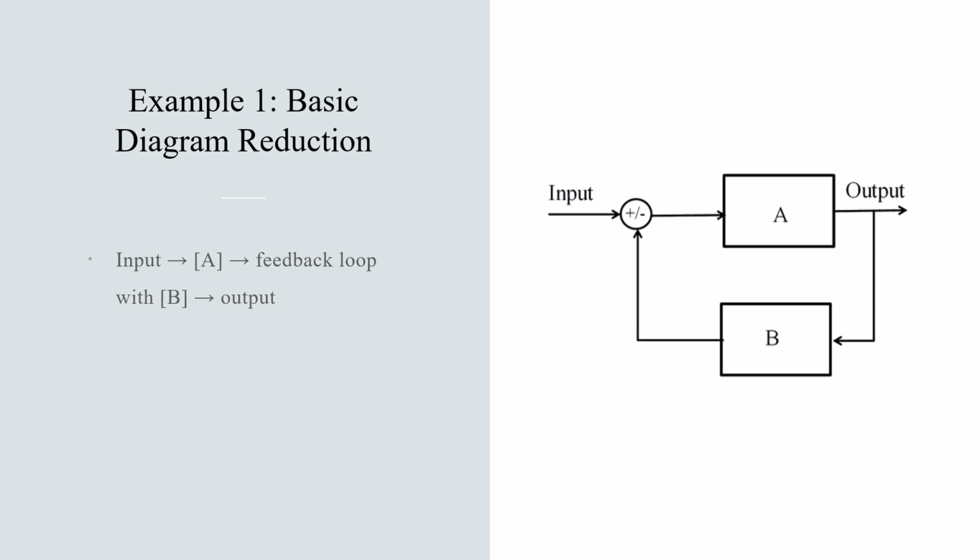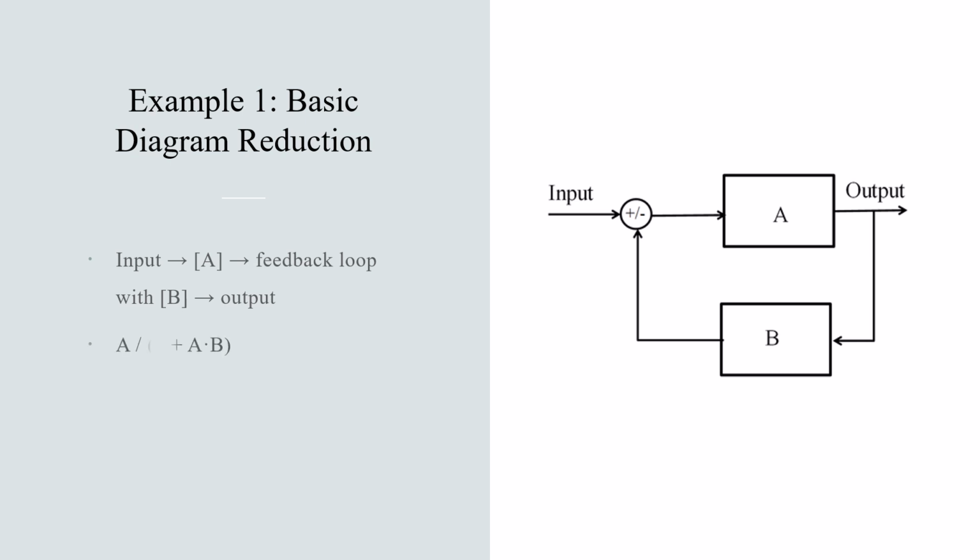basic block diagram representation. For example, if I'm taking a block diagram which has an input of A, and also a feedback loop of B and an output. That's it. There is nothing else there. So this is how I can represent it: if I have B as a feedback loop and A as the only one block.